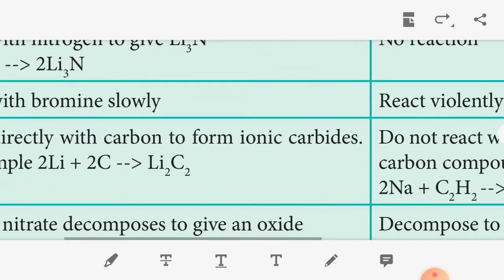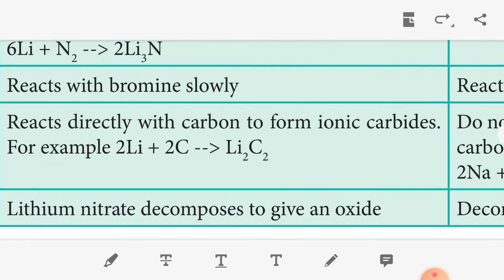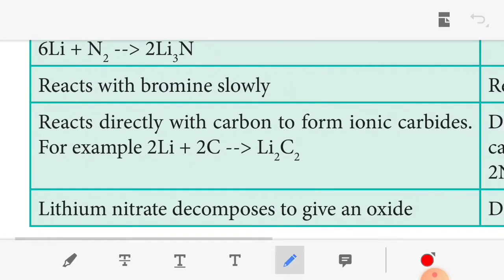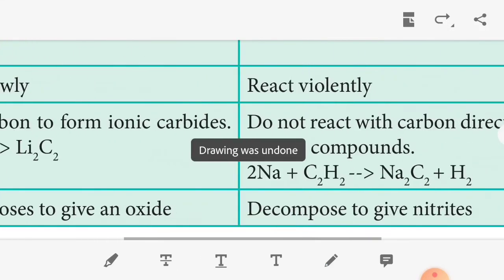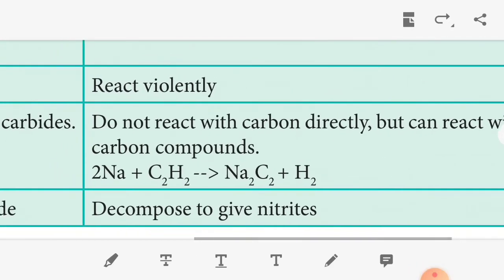Next, lithium reacts directly with carbon to form ionic carbide, with lithium getting a positive charge and carbon a negative charge, so it is an ionic carbide. The other elements do not react directly with carbon but can react with carbon compounds.